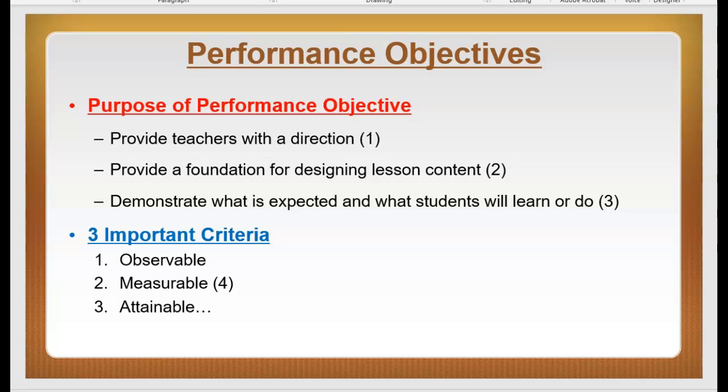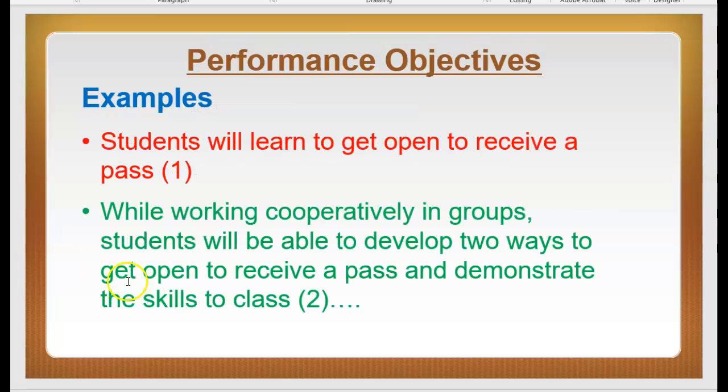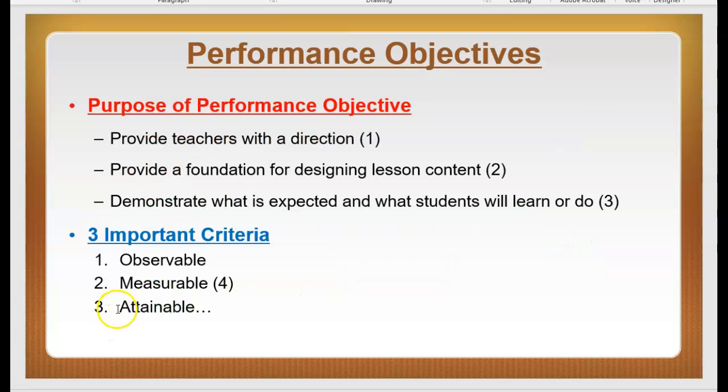Words like learn, how can you really measure learn? Or understand, that's hard to measure that. We might be able to say students are able to do a certain thing, all right? Or able to complete the activity using correct form. So it needs to be measurable. And number three, it needs to be attainable.